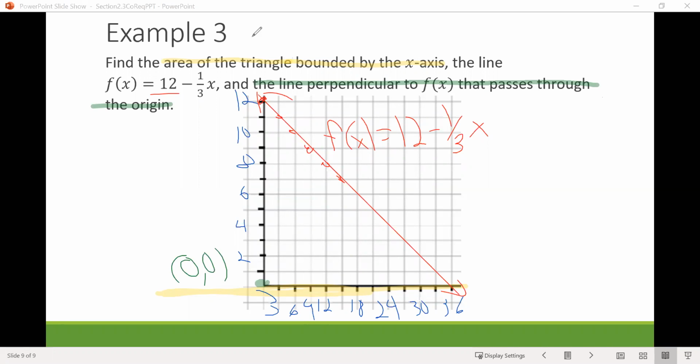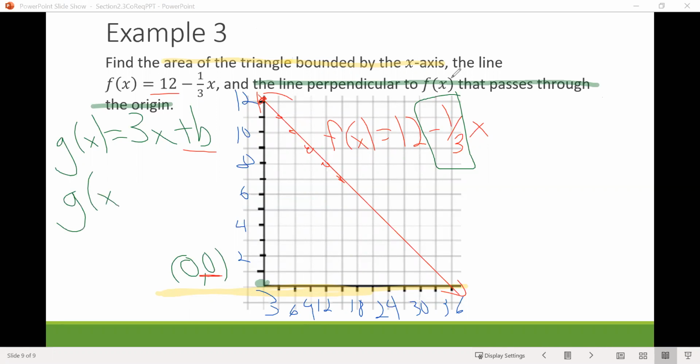Okay, we need to find a line that's perpendicular to f of x. Recall that if the line is perpendicular, then its slope compared to the slope of f of x will be an opposite reciprocal. So instead of negative 1/3, it'll be the reciprocal, 3/1, and the opposite is a positive 3/1. So the slope is just 3. And our equation for this line will look like 3x plus b. Remember, the value for b is the vertical intercept, which in this case, since it goes through the origin, is just 0.